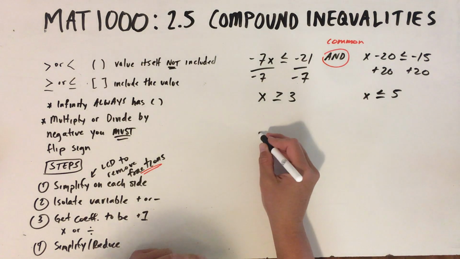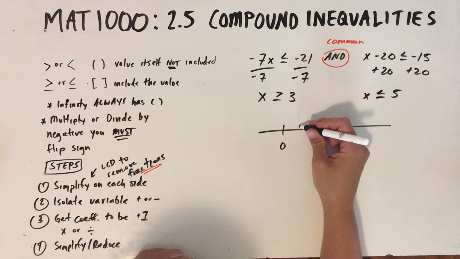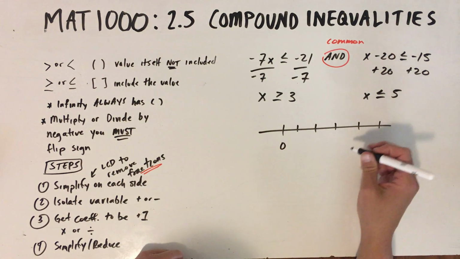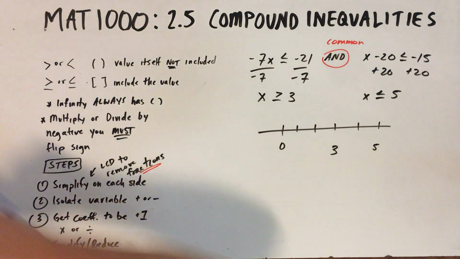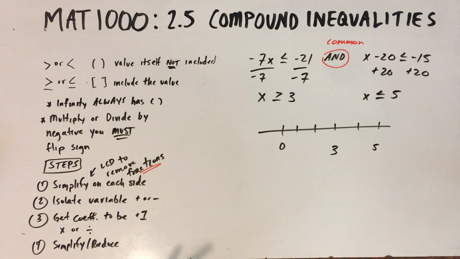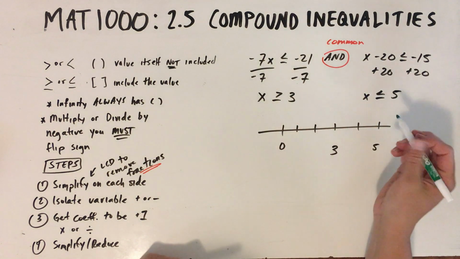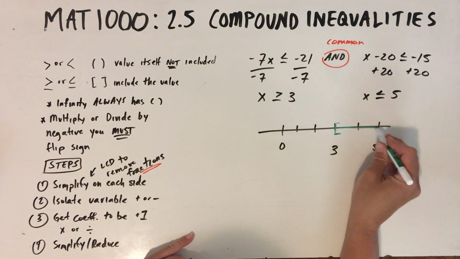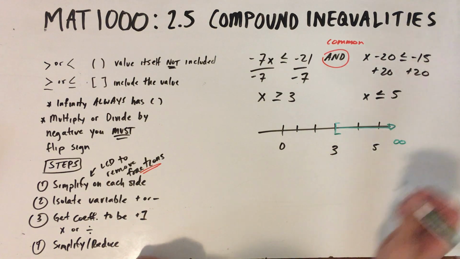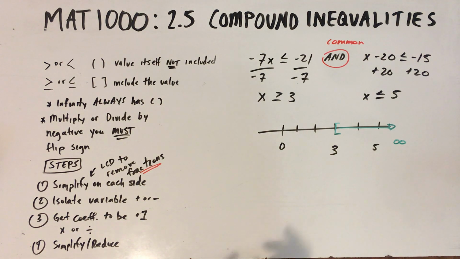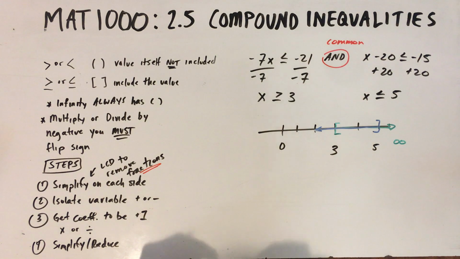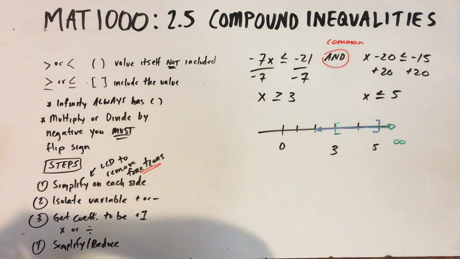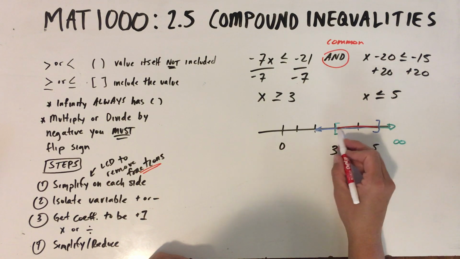So if I were going to graph these, I've got 3 here and 5 here, and I'm going to graph these in green and blue. Where x is greater than or equal to 3, it includes 3, but it's all of these values facing this way to positive infinity. But this one says x is all the values that are less than or equal to 5, so it includes 5, but is going this way. So you can see here that the area that overlaps is this right here.